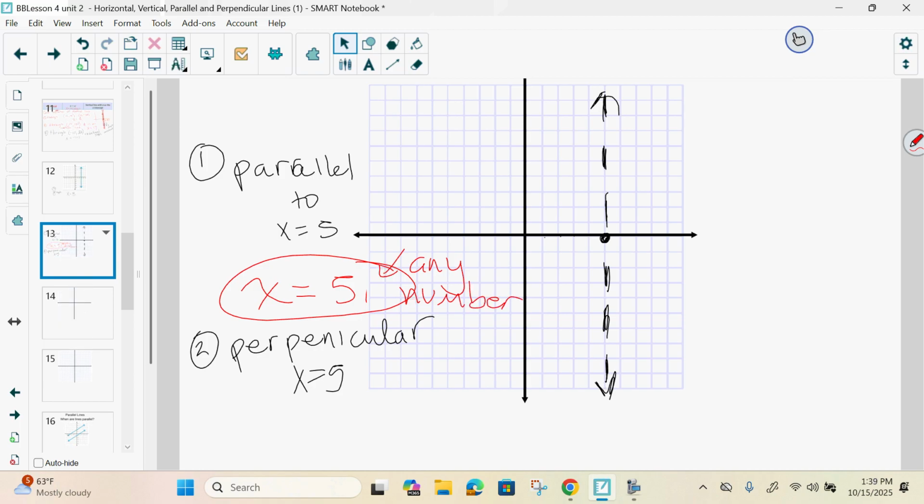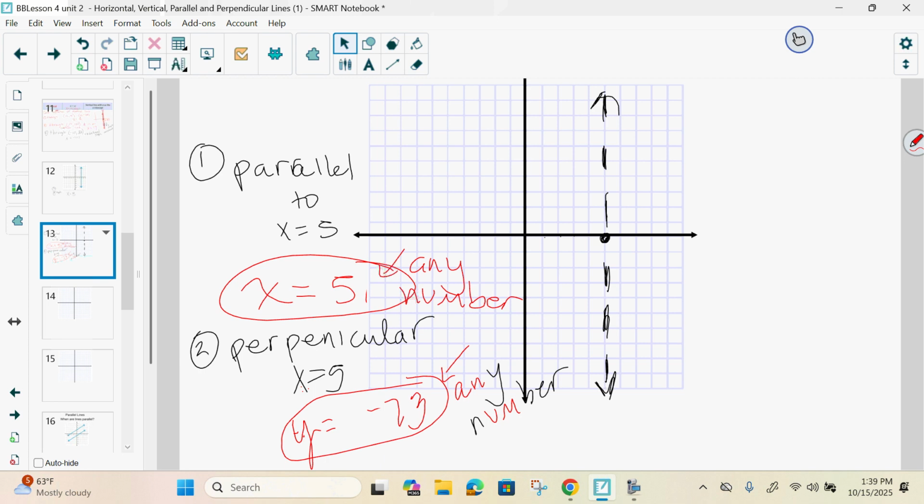So then, Quinley, what do you think about perpendicular? If that one's vertical, which way does perpendicular have to go? Opposite, so horizontal, right? So I like that she said opposite, because it's got to be the opposite letter. Y equals, doesn't matter, negative 70, right? Whatever number I want. Any. All right, so vertical, horizontal, those are good?